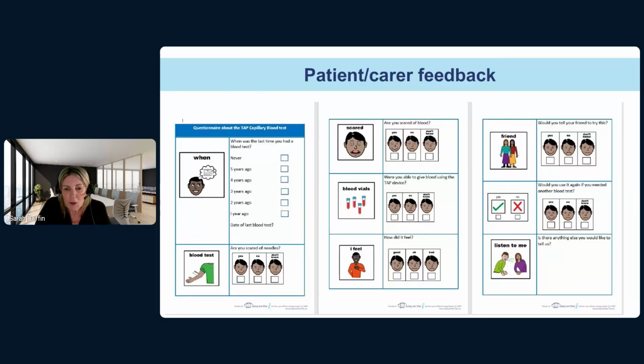We also developed a separate carer feedback form for people who couldn't participate in questionnaires, so that we could get carers, as the person who knows that person best, to give their best guess on how that person felt about the procedure, whether they seemed less anxious than normal, etc. So we developed 2 questionnaires.